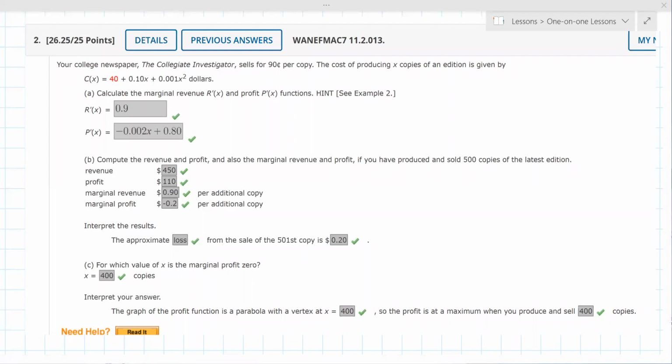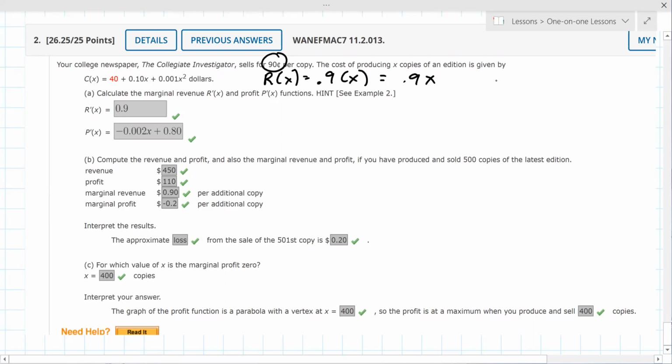For P of X, you just take C of X plus R of X, right? Profit P of X. So the first thing here is that you have to derive R of X, which comes from this number here. It's 0.9 times X. It's 0.9x. It's price, which is what was given there, times quantity.